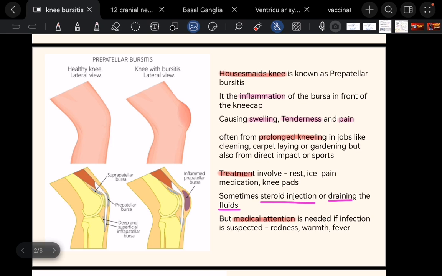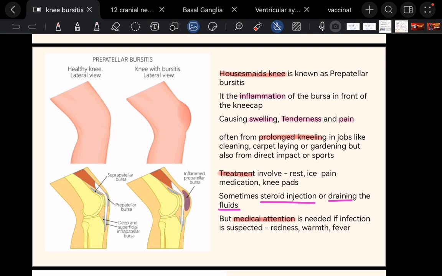So what is prepatellar bursitis? Prepatellar bursitis is also known as housemaid's knee. It's an inflammation of the bursitis around the kneecap. It causes symptoms like swelling, tenderness, and pain, often caused by prolonged kneeling, such as cleaning, carpet laying, or gardening, or even from direct impact from sports or injury, like a clash injury.